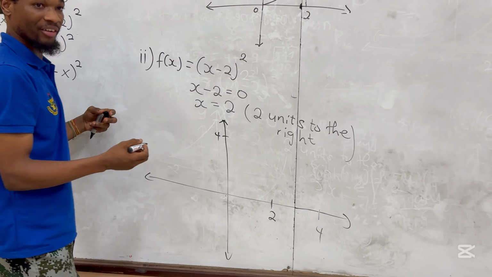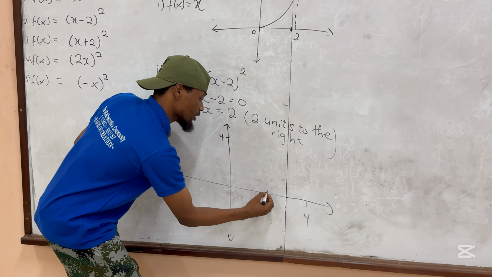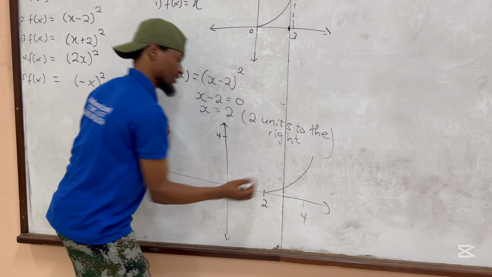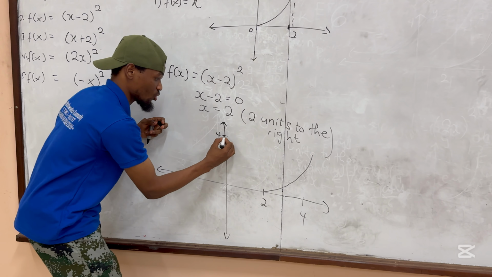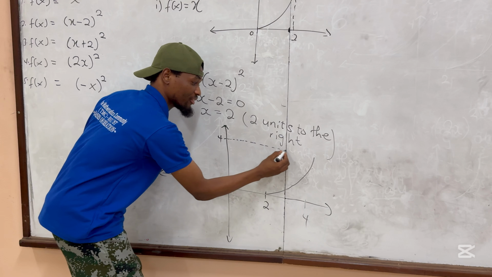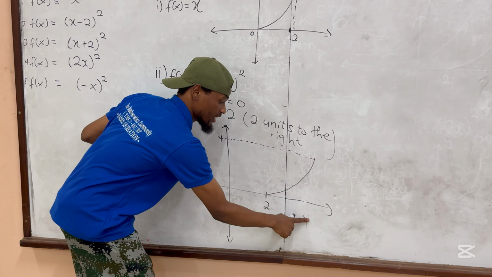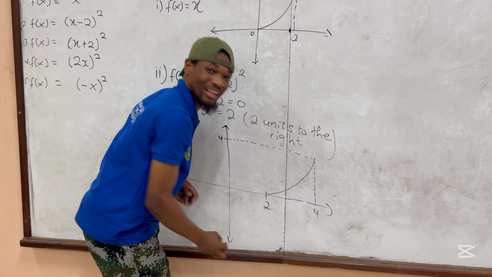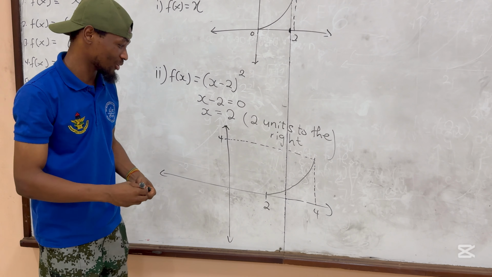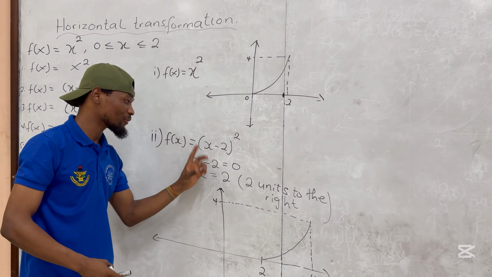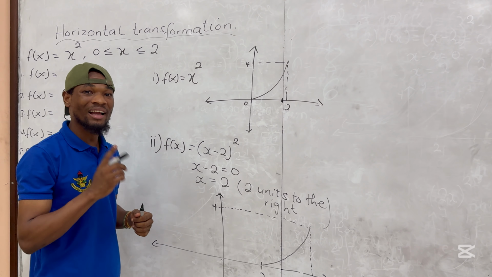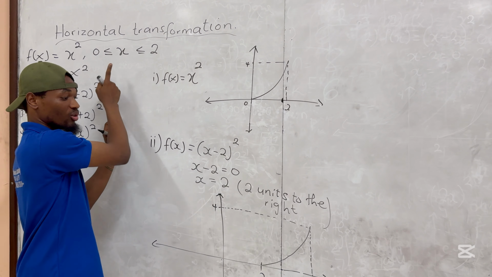So when I graph it, it will simply be this way, something like this. When I trace this to touch the curve this way, then let's say 4 also comes here. As simple as that. So this is the graph for x minus 2 all squared under this inequality.